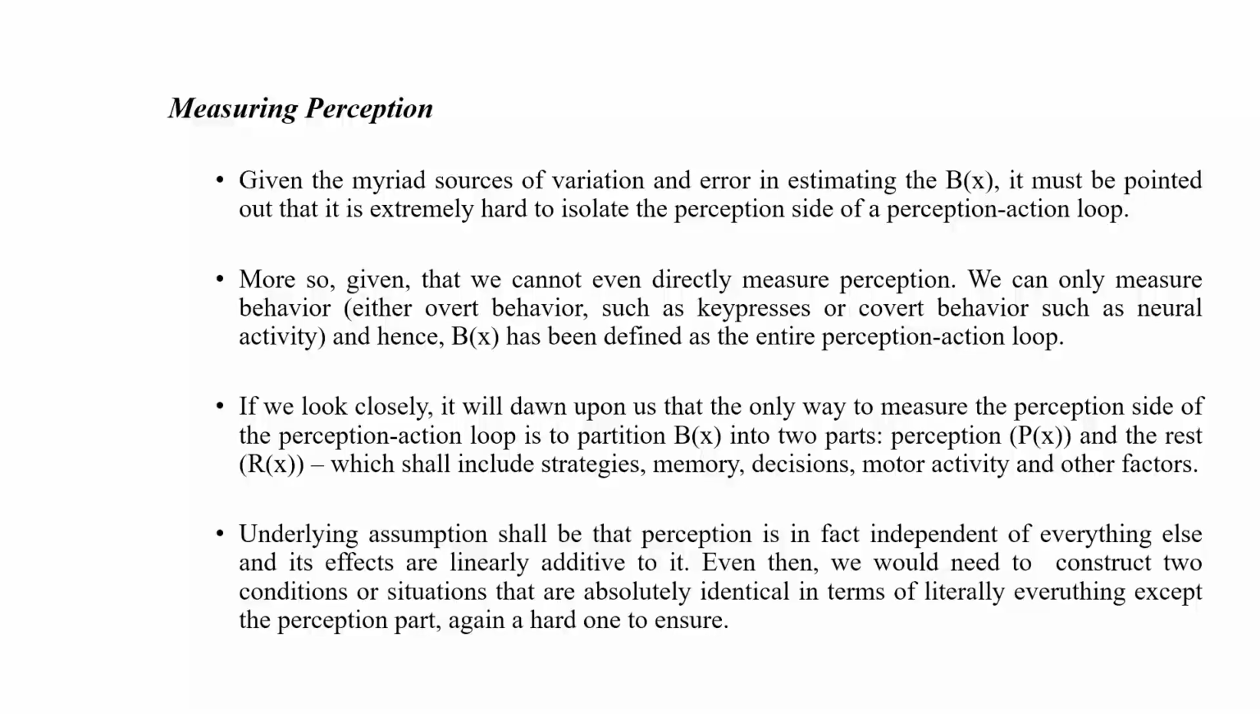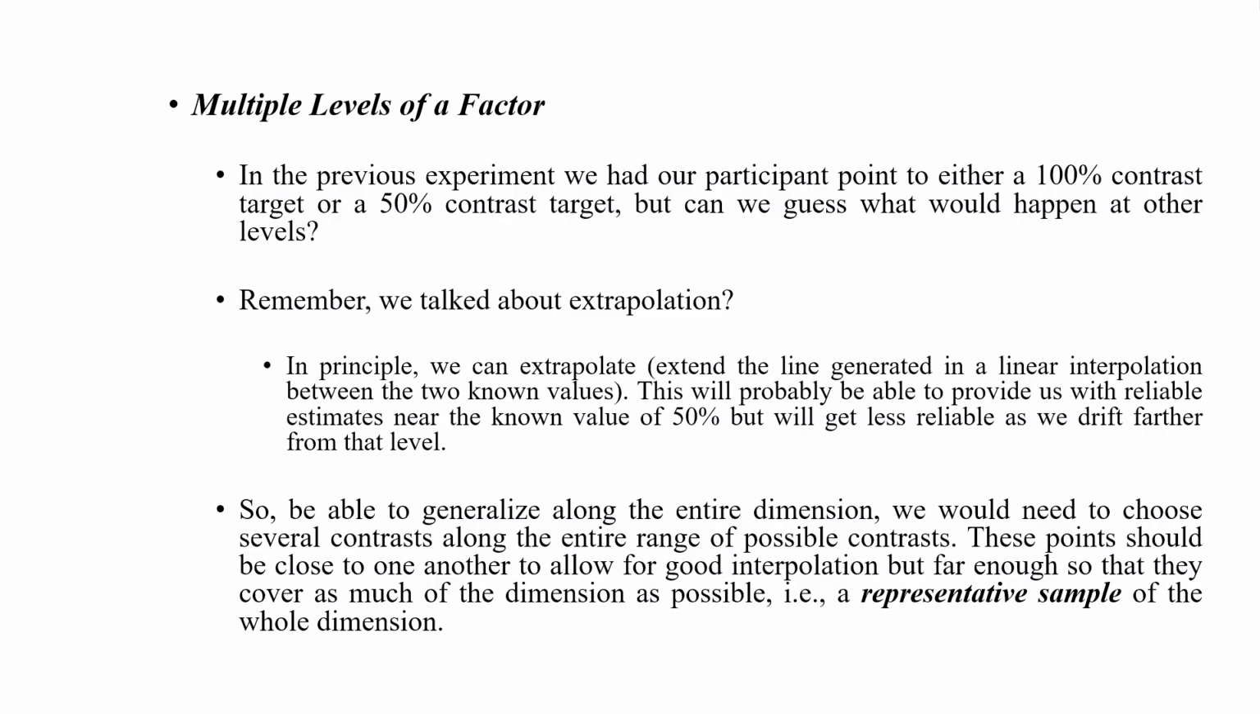Even then we would need to construct two conditions or situations that are absolutely identical in terms of literally everything, just this factor changing. That is how you will be able to calculate the effect of that condition. Okay. That is where multiple levels of a factor come in. Now, previous experiment we had 50% contrast, we had 100% contrast. Remember we were talking about specificity and generality, exploring the nature of a function.